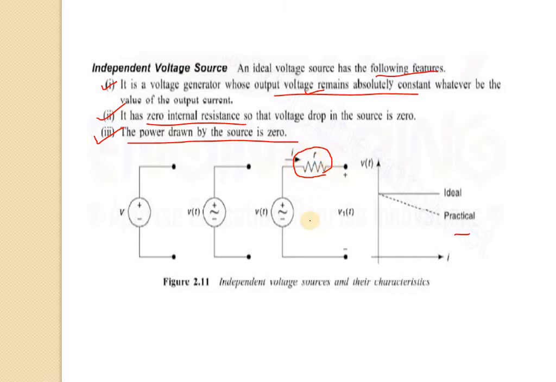So that characteristic is shown here. This is an example of an independent source in the ideal case, and this is an independent source in the practical case. In the ideal case, we are assuming that a fixed amount of voltage is generated, there is no voltage drop, but in practical there will be some drop, so the characteristic is falling like that.